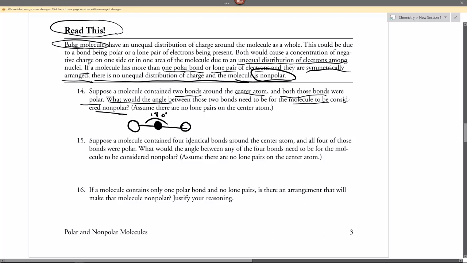Suppose a molecule contained 4 identical bonds around the center atom and all 4 of those bonds were polar. What would the angle of the 4 bonds need to be for the molecule to be nonpolar? All right, well, that's a tetrahedron. We're going to have our central atom here. If I have a polar bond here and a polar bond here and a polar bond here and a polar bond there, and they are all symmetrically arranged, every single one of these angles is 109.5 degrees. Okay.